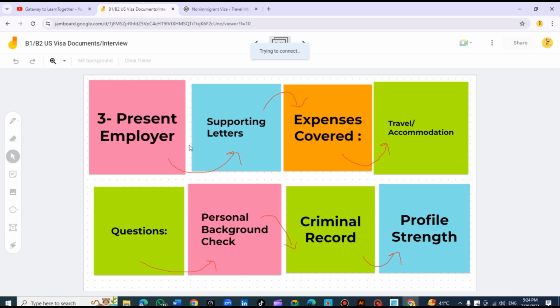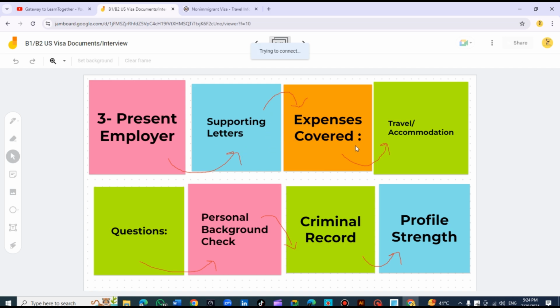They will be focusing more on supporting letters. For example, your organization has stated very clearly that you are an employee in their company, and that is why they are supporting your travel to the US for a particular purpose. Maybe you are going to attend some business conference on behalf of your present employer, and so they will state all these things in the supporting letters.